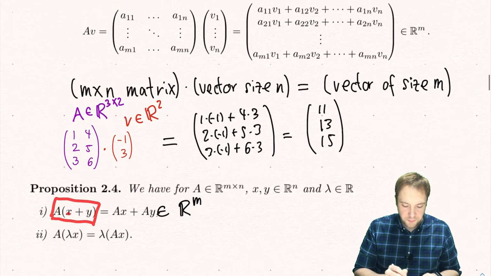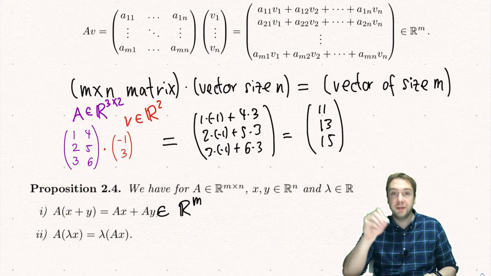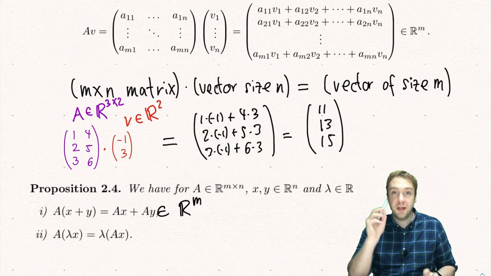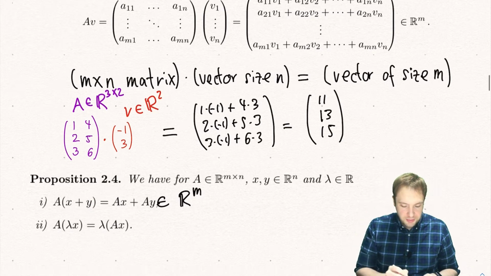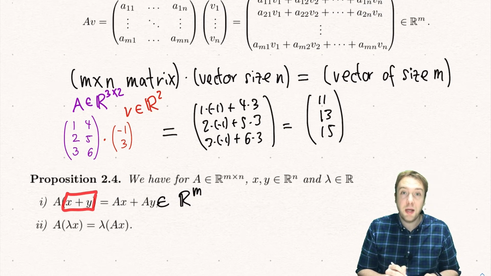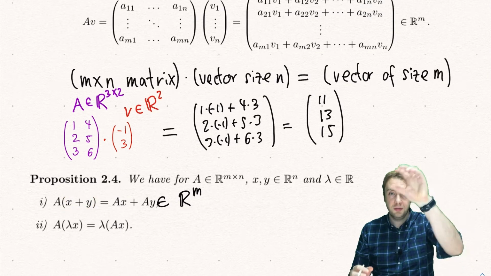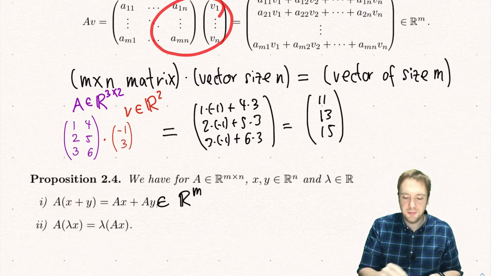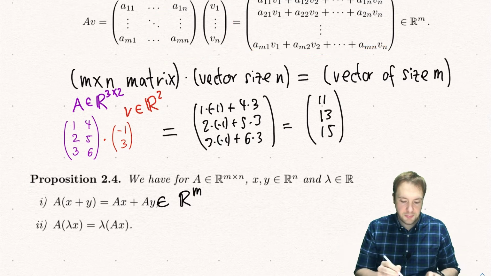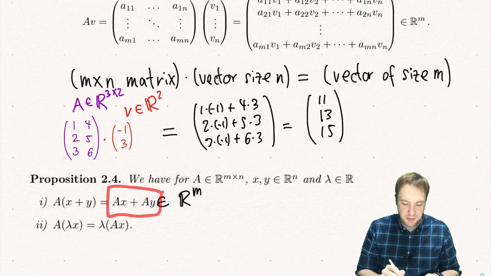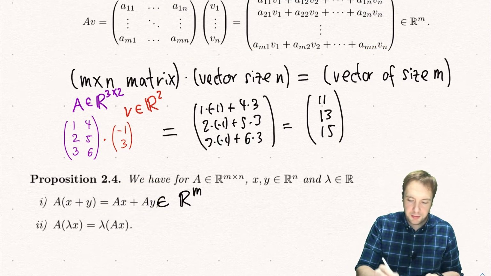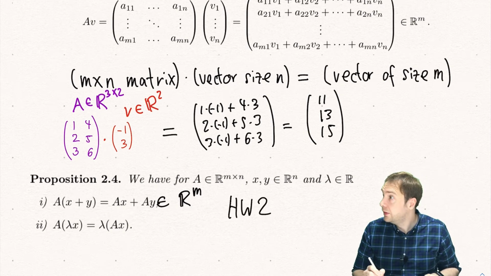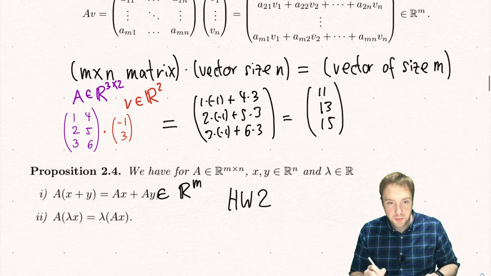So you start with two vectors, x and y, and x has entries x1 up to xn, and y has some entries y1 up to yn, and then write down what this x plus y means. This gives a new vector, and this has certain entries, and then multiplying with a matrix using this definition gives a new vector, and then compare it with the definition of this entry here. So this is homework 2, exercise 1 or 2, I think.